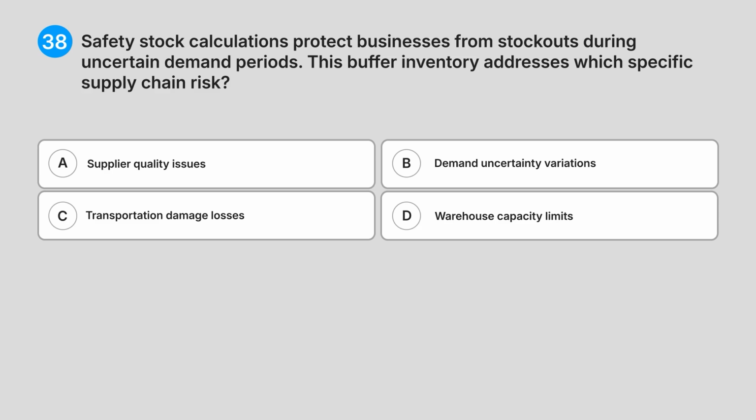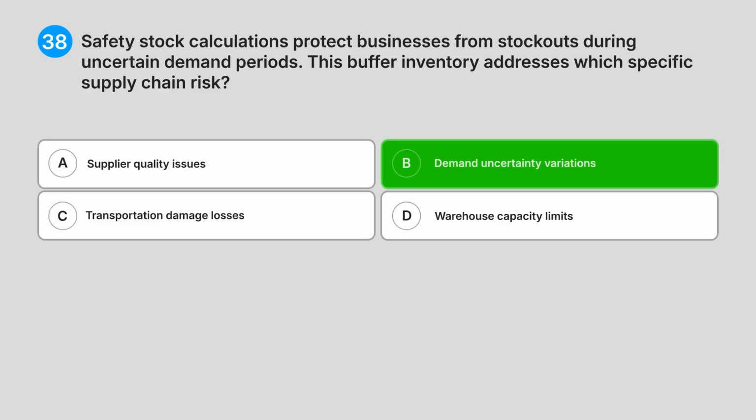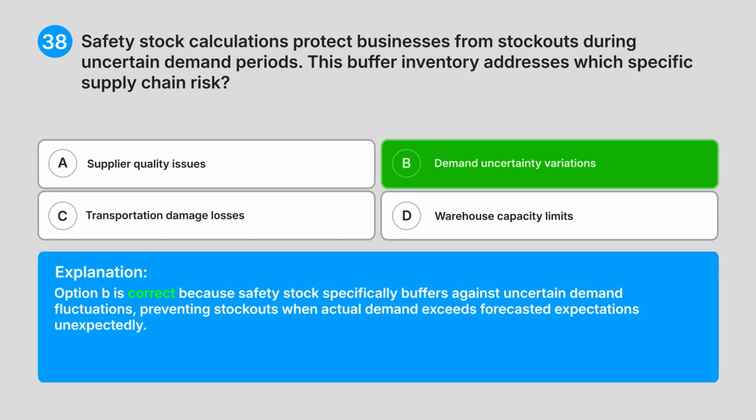Correct answer, B. Demand uncertainty variations. Explanation. Option B is correct because safety stock specifically buffers against uncertain demand fluctuations, preventing stockouts when actual demand exceeds forecasted expectations unexpectedly.